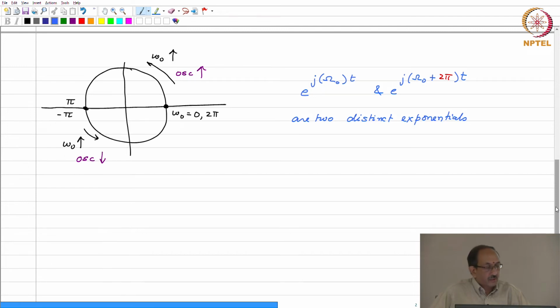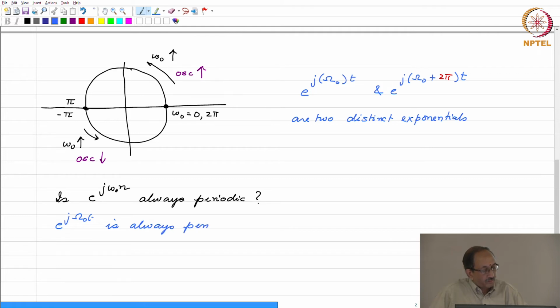The other difference, again, this is a review for you, is that e to the j omega naught n is not always periodic. Remember, e to the j omega naught t is always periodic with period T equal to 2 pi by mod omega naught.